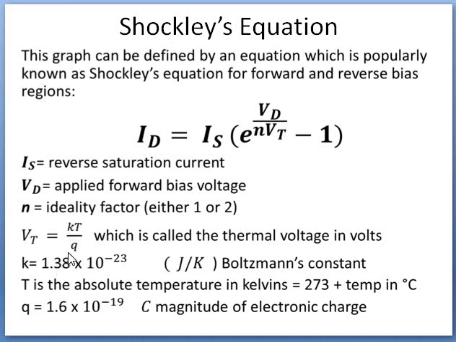Boltzmann constant, it's a constant. T is the absolute temperature. You just add 273 to the mentioned temperature in degree C. Q is the magnitude of electronic charge. So you can see this graph is based on this equation.